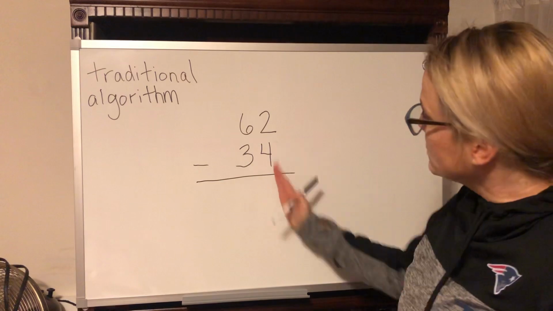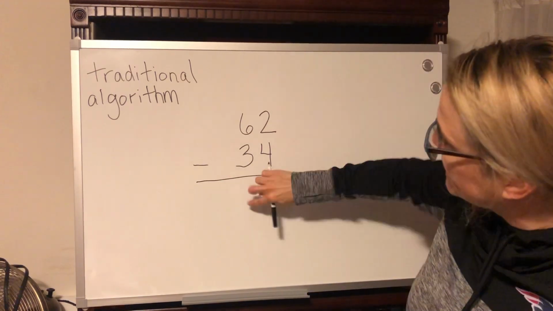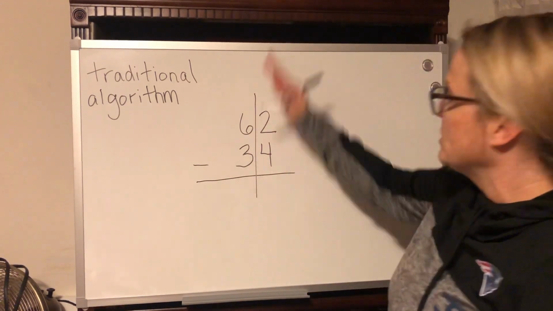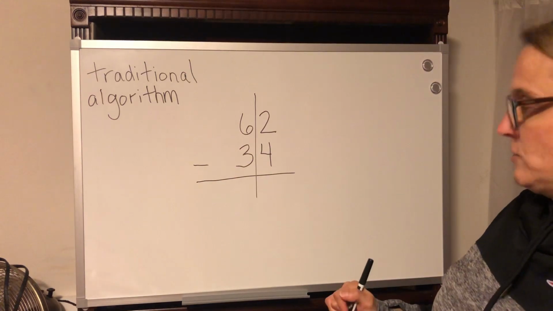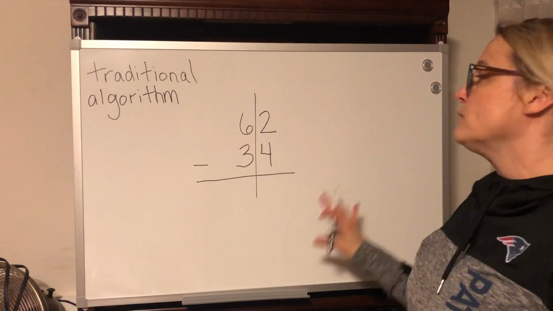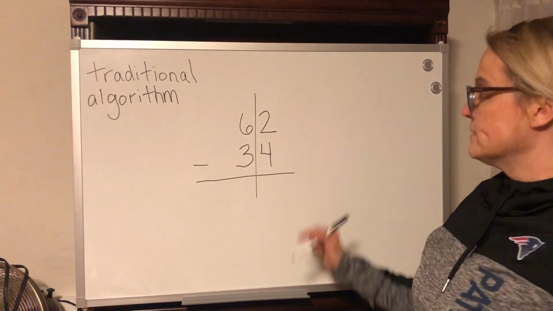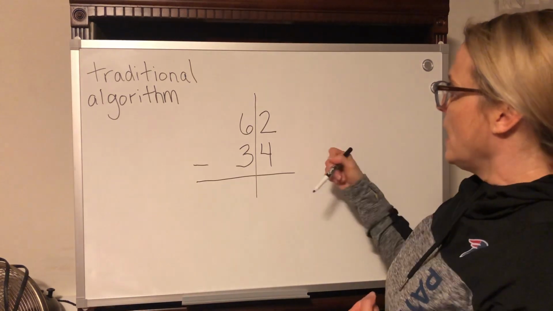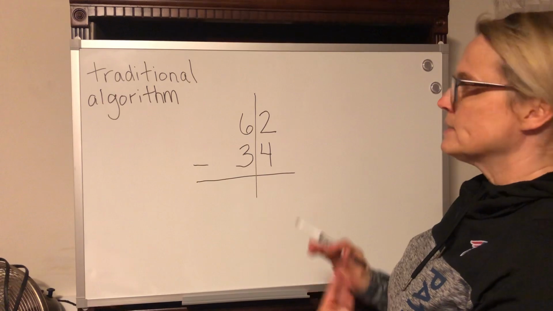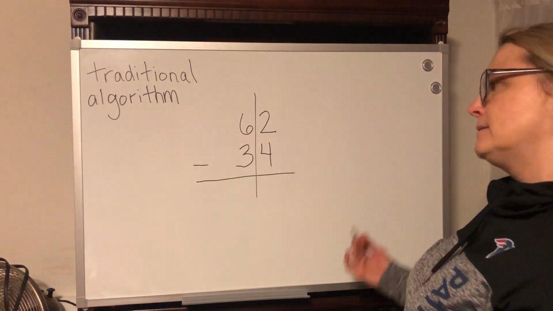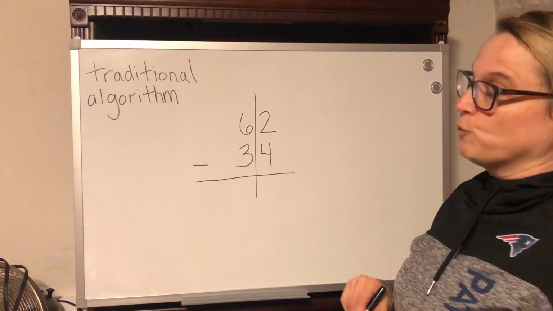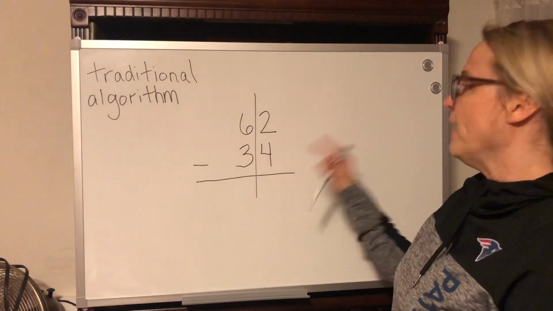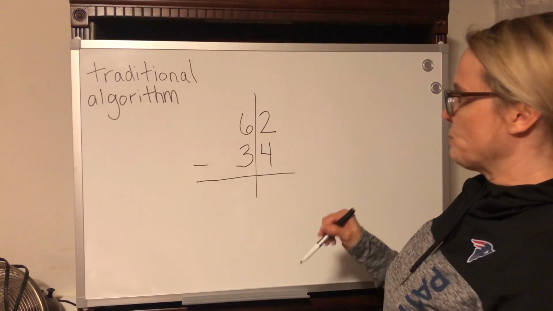I've lined those up so that my 1s are lined up and my 10s are lined up. I like to do this line just so that really keeps them organized for me. Just the way we did when we added, we always start in the 1s. So when we look at this, we have 2 1s and we need to take 4 away. Now, does that make any sense? No. If we only have 2, we can't take 4 away. So that tells us that we have to do something to fix this problem.